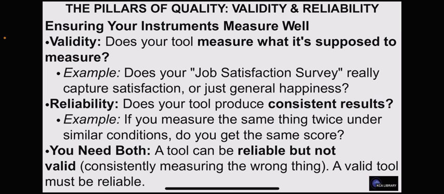Now we also have reliability, and here you have to look at whether your tool produces consistent results. For example, if you measure the same thing twice under similar conditions, do you get the same score? Do you get the same answer or result? So you need both. A tool can be reliable but not valid, consistently measuring the wrong thing, but a valid tool must be reliable.